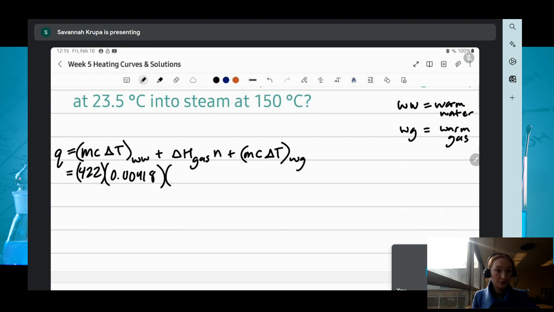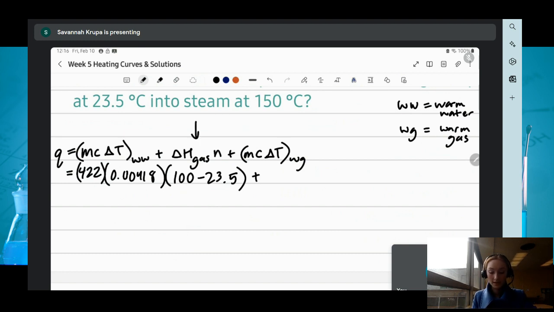And then the change in temperature is going to be what we're starting with, right? That's going to be the initial value. So it's going to be 100 minus 23.5, the final minus initial, because we're still in the liquid phase here. So it's going from what we're starting with, and we can't go beyond 100 because it's still in the warming. The next term is when we can actually change the phase.